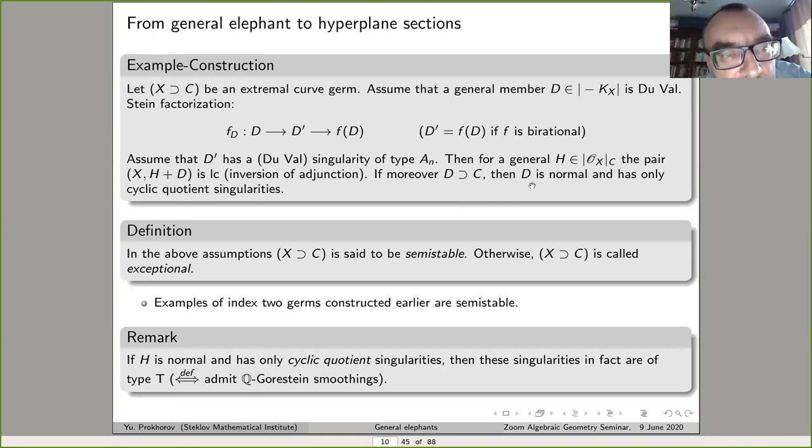No. There are many more singularities that have a Gorenstein smoothing, and even the total space is terminal, but the singularity is not a cyclic quotient. At the end, I'll give at least one example of this. So it's not automatic, but it is automatic in the semi-stable case, which I am considering now. Suppose that we are in the semi-stable case and H is normal, then it should be a singularity of type T.